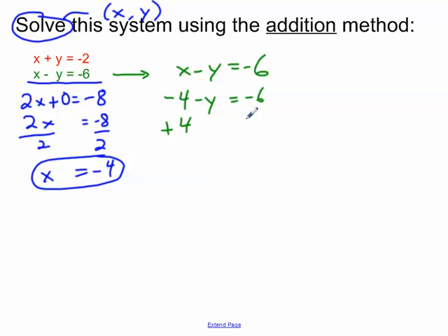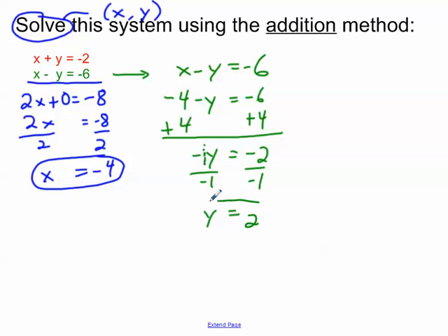And add 4 to the left, add 4 to the right, so we can just isolate the y. Negative y equals negative 6 plus 4, negative 2. Divide by negative 1, divide by negative 1, and negative 1, unwritten 1. Negative 1 divided by negative 1 is positive 1. Y equals negative 2 divided by negative 1 is positive 2. I'll just write down 2, and there's our solution. Y equals 2, x equals negative 4. Sounds like a decent solution.